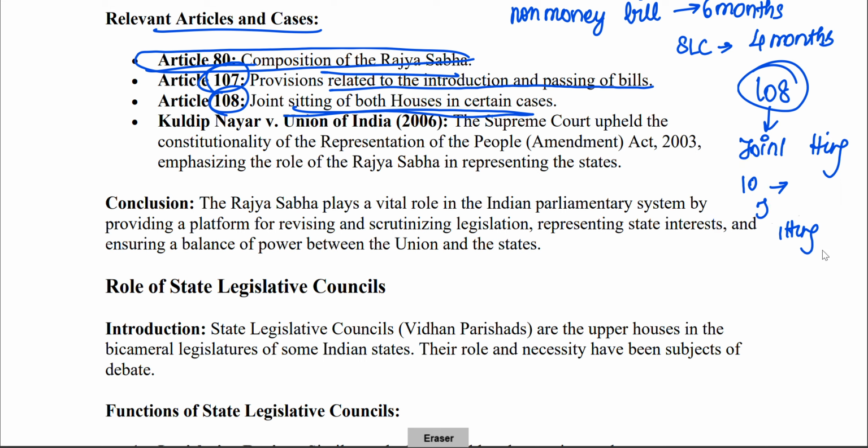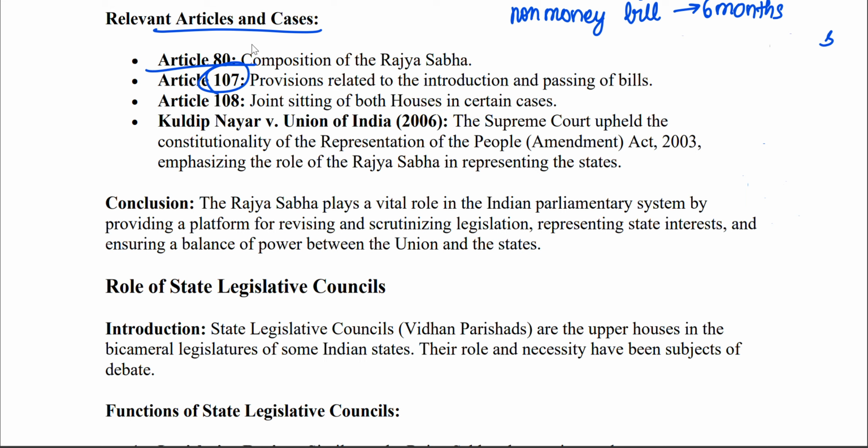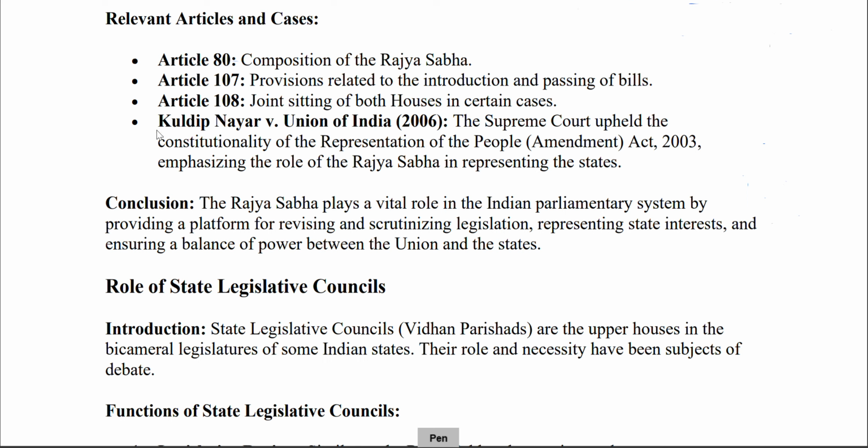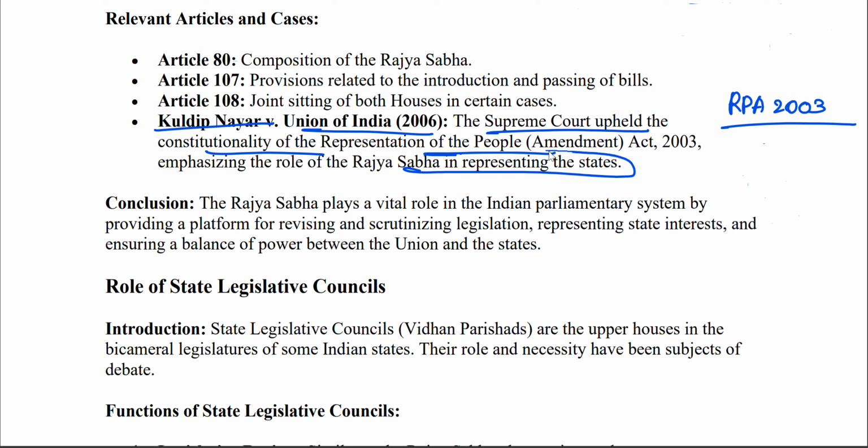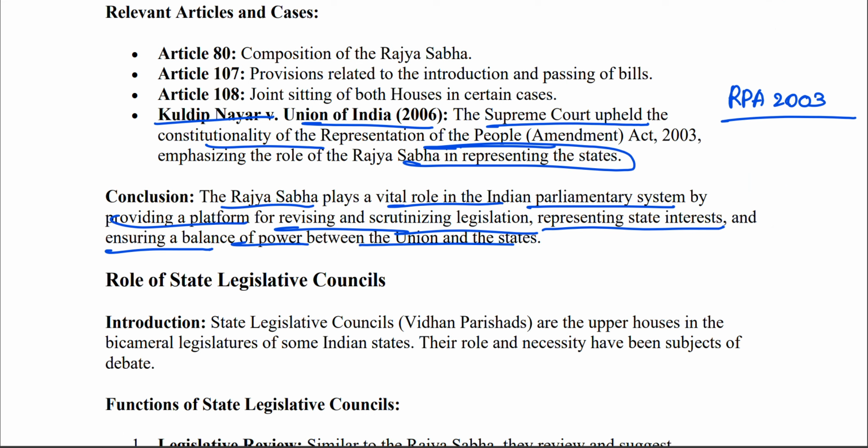We also have a case over here, Kuldip Nair versus Union of India, 2006. The Supreme Court upheld the constitutionality of the Representation of the People Act 2003, emphasizing the role of Rajya Sabha in representing the states. The Rajya Sabha plays a vital role in the Indian parliamentary system by providing a platform for revising and scrutinizing legislation, representing state interests, and ensuring a balance of power between the Union and the states.